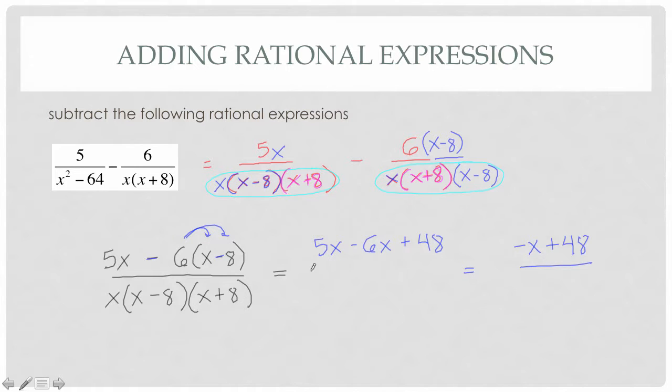And on the bottom, our common denominator is still the same. So x times x minus 8 times x plus 8.